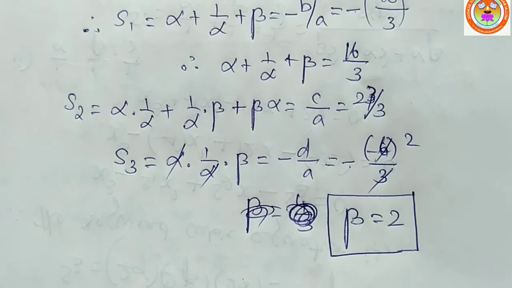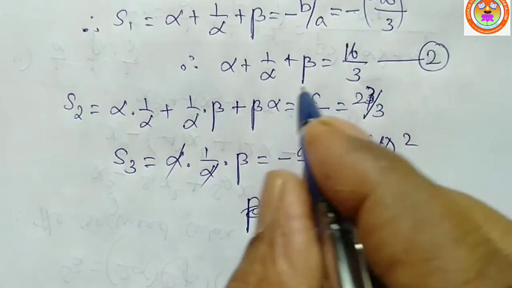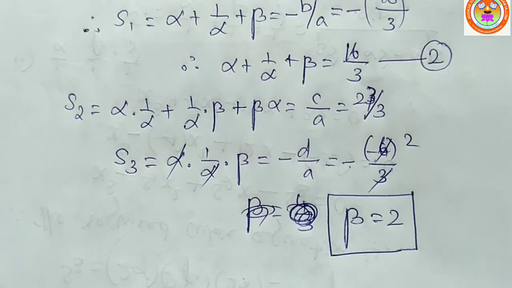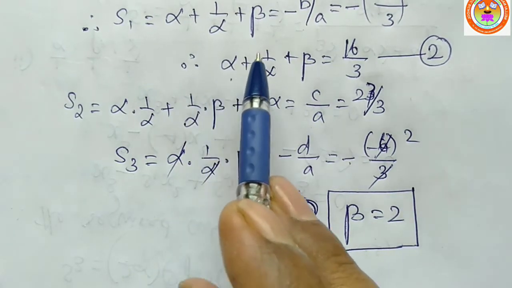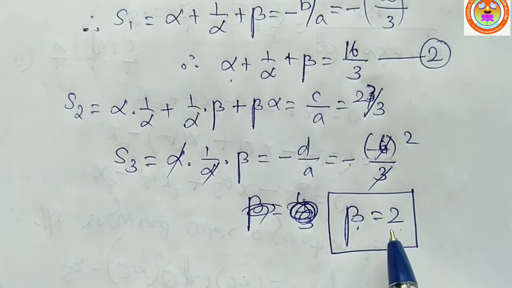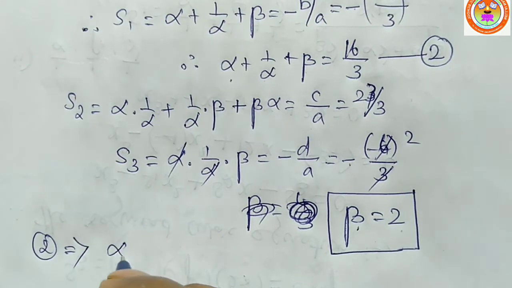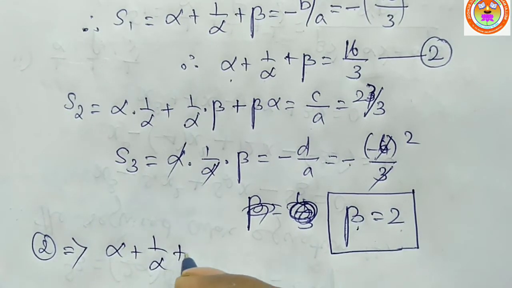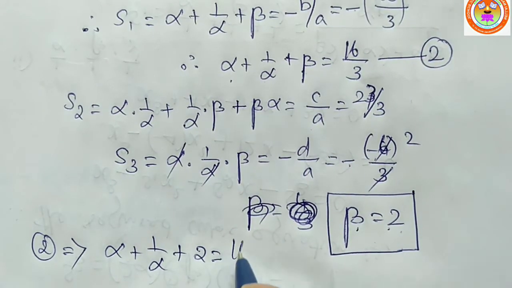If we apply this beta value in equation 2, if we consider this as equation 2, we will get alpha plus 1 by alpha plus beta, where beta is 2, equal to 16 by 3.